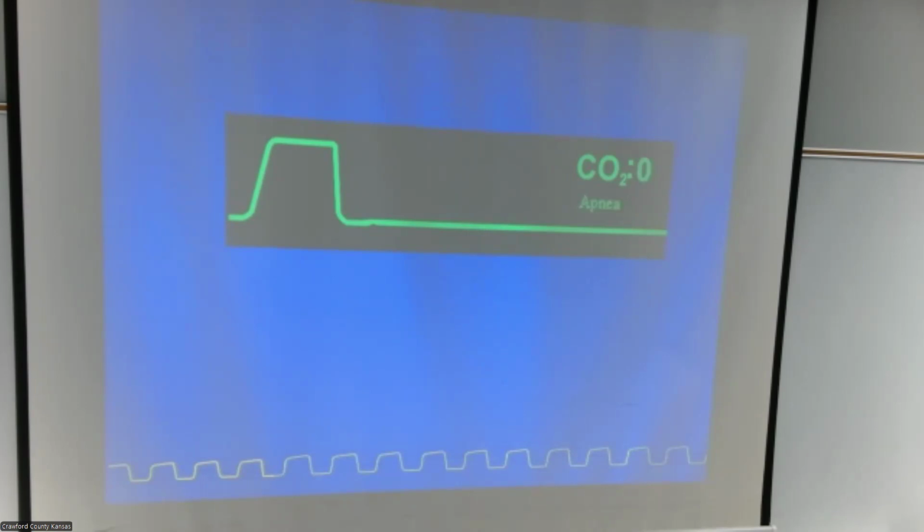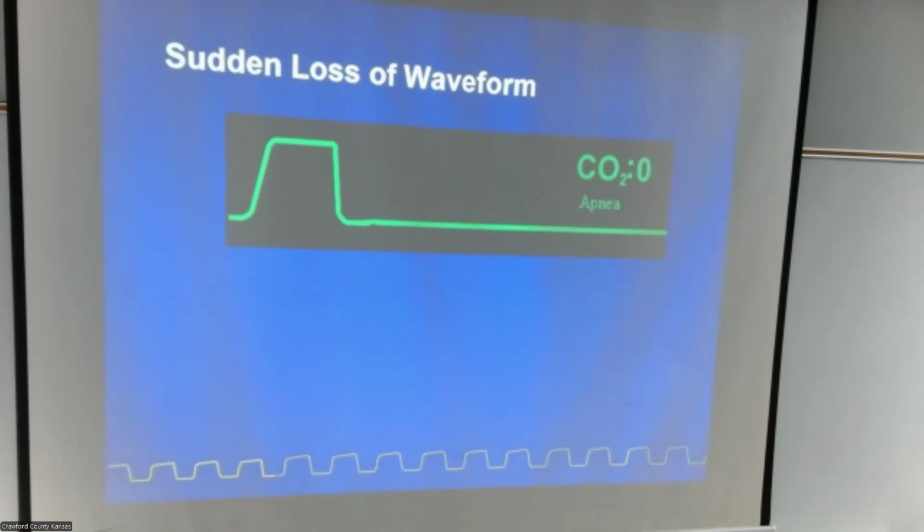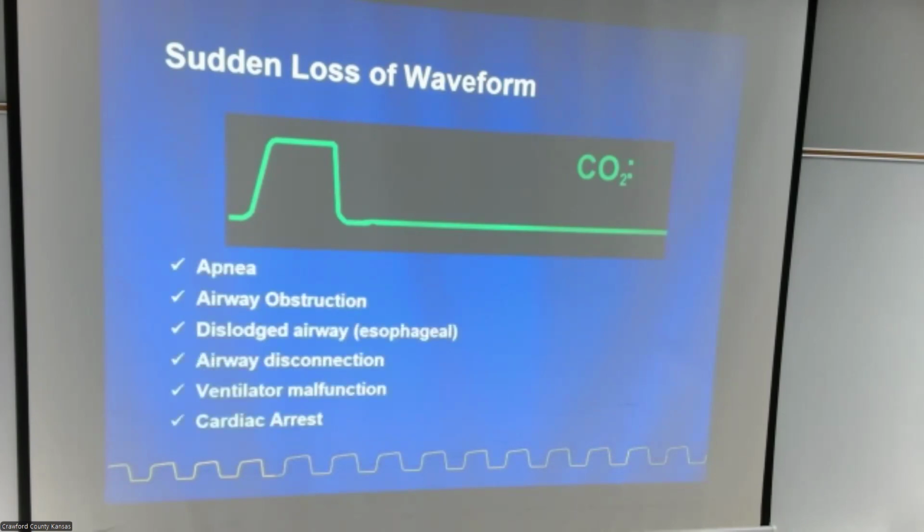So, this is the test. What is this? Like I said, this test's pretty easy. Sudden loss of waveform. What happened to your tube? Gone. Or they just quit breathing. So it can be apnea, airway obstruction, dislodged airway, airway disconnection, ventilator malfunction, or cardiac arrest. Any of those create that. Before we jump on the chest, let's make sure our vent's covered. That would be a great thing.